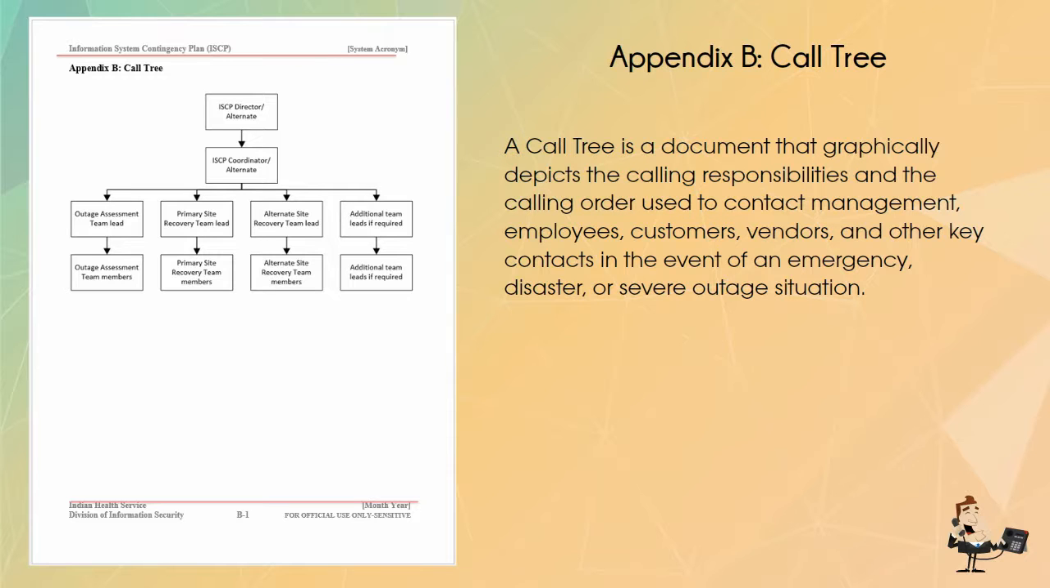Appendix B, Call Tree. A call tree is a document that graphically depicts the calling responsibilities and the calling order used to contact management, employees, customers, vendors, and other key contacts in the event of an emergency, disaster, or severe outage situation.